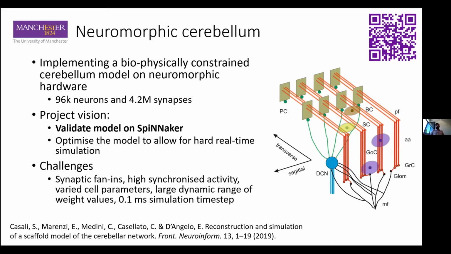Activity can arrive in synchronized fashion, which poses problems for the communication fabric on the machine. And for the numerical simulation of the leaky integrate-and-fire neurons, there's quite a high dynamic range of weight values, and the cell parameters are different for all the cell types because, of course, they are. They all need to serve a different purpose in the model, and the model needs to be run at least in 0.1 millisecond simulation time steps due to accuracy of simulation. If you go any larger than this, then your simulation is not accurate.